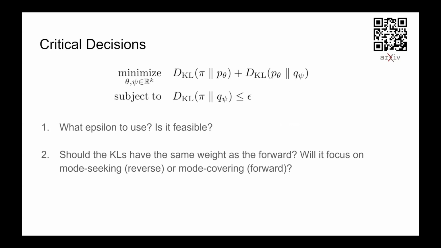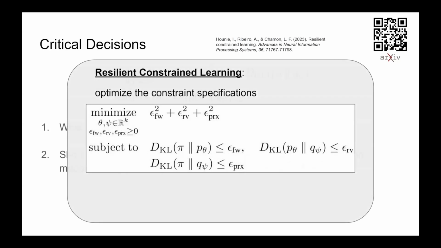So we have all those balances and all those trade-offs. And do you have any idea on how we can solve those balances? Because I have no idea. So we try to reformulate the problem just a little bit using resilient constraint learning.